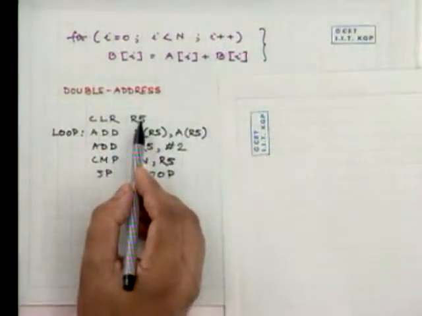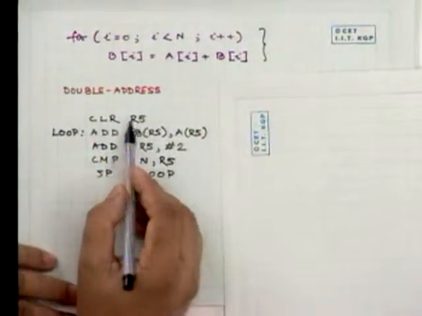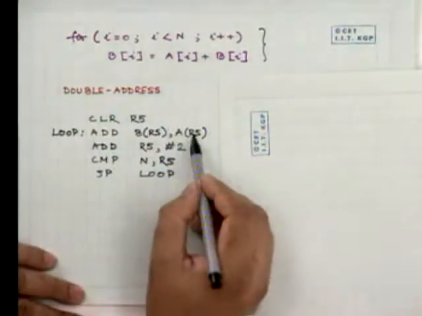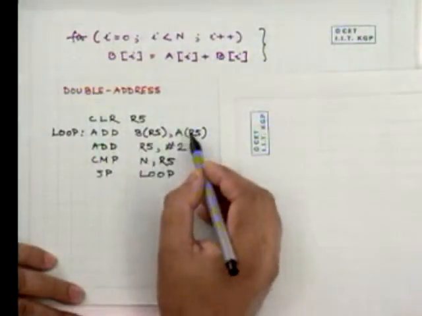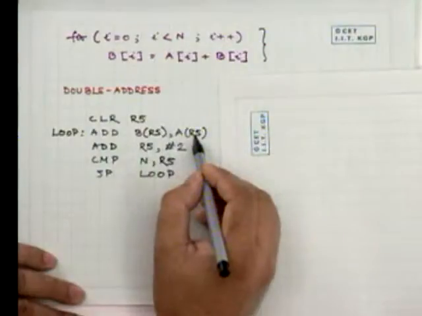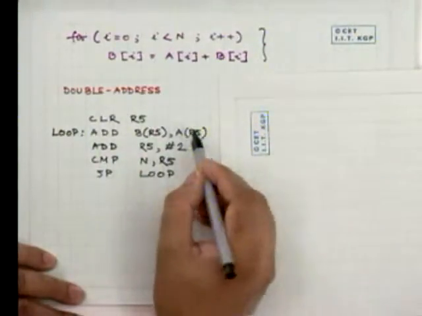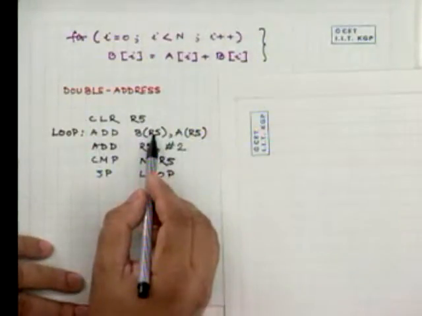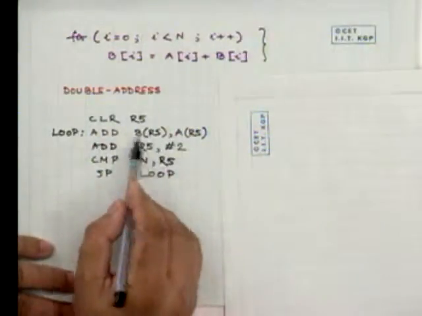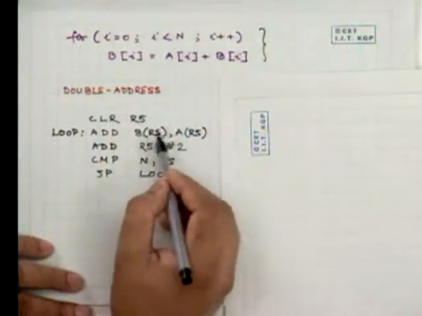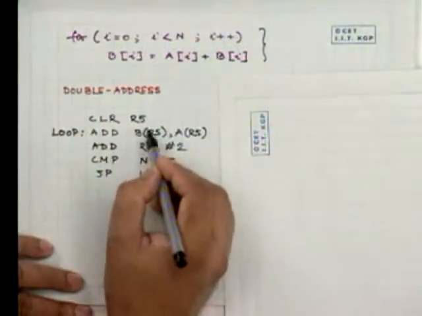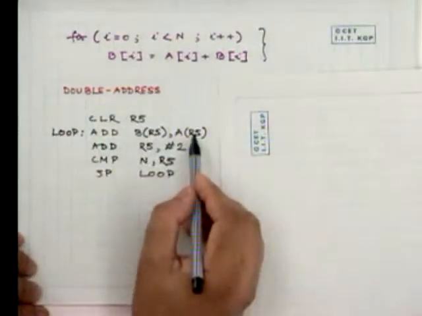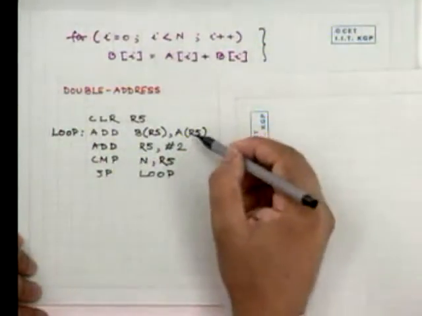For example, let us take R5 as that index register. We clear R5 first, then add AR5 with BR5. That means take the content of A displaced with R5, then take the content of B displaced with the content of R5, take their content, add them, and store them in BR5. Then add 2 to R5 so that you can go to the next memory location.